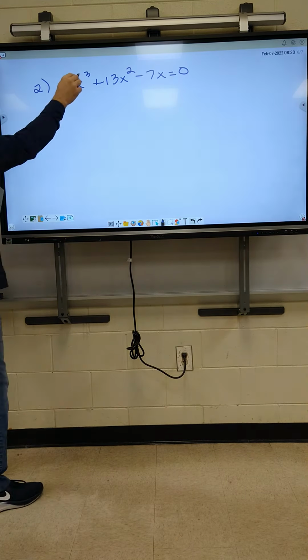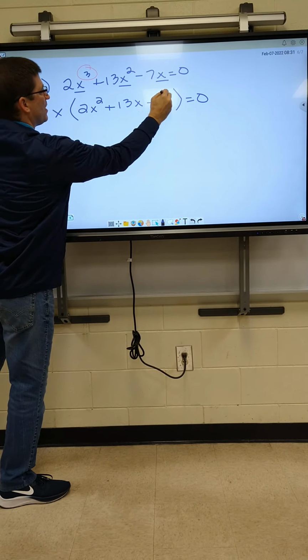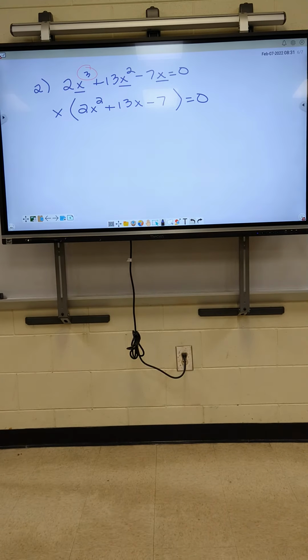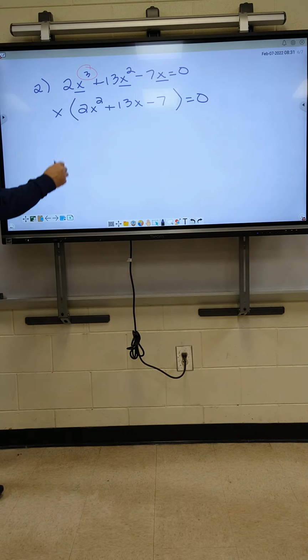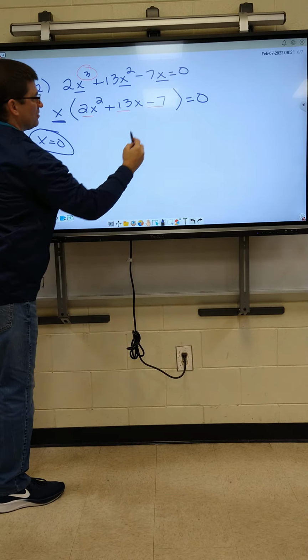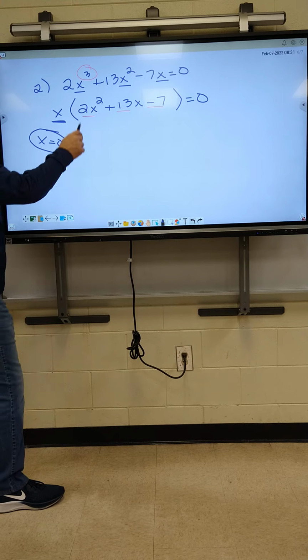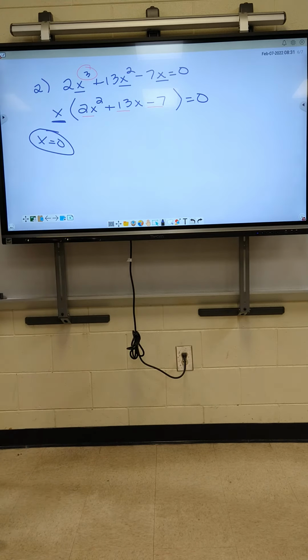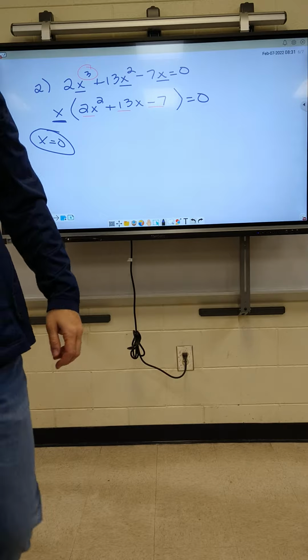Write it down. If every number has an x, take an x out front. So that one goes down to 2x squared plus 13x minus 7. This x out in front becomes x equals 0. That's where you get your third answer from. What do I do with these 3 numbers here? Let's do quadratic formula with those 3 numbers. That will give you your second answer and your third answer. Do that and we'll check it.